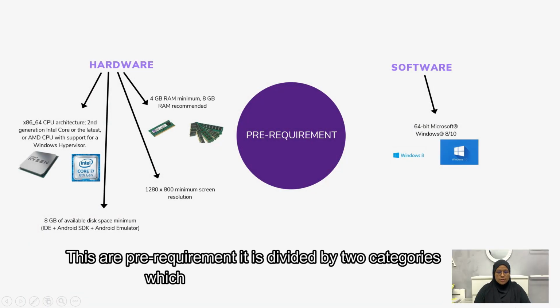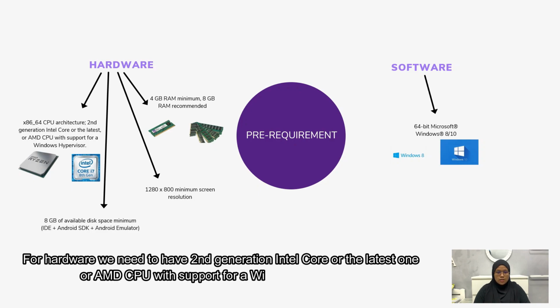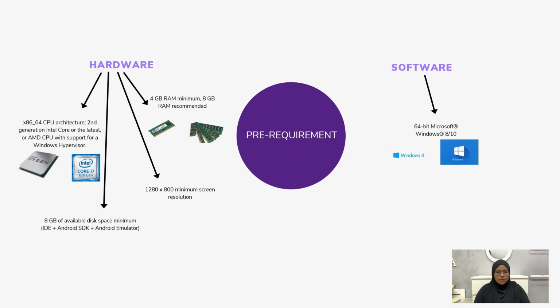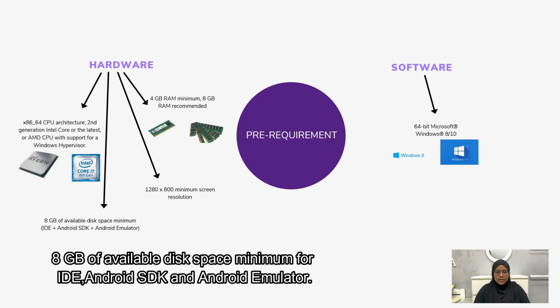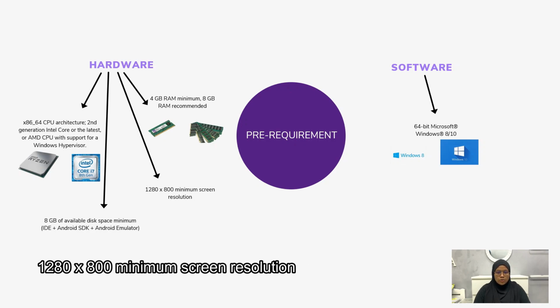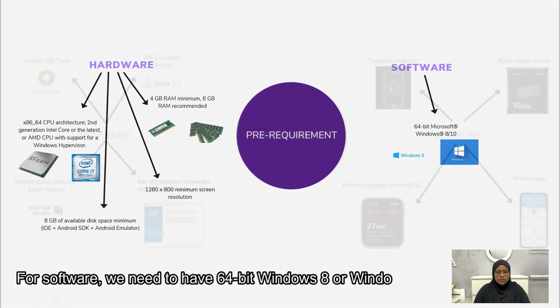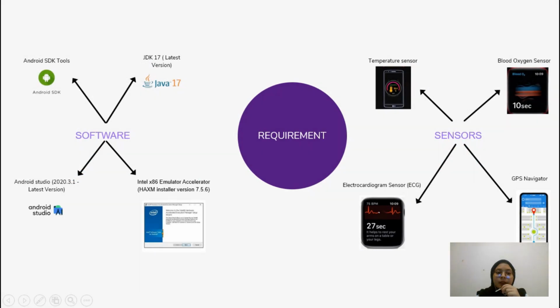These are the pre-requirements. It is divided into two categories, which are hardware and software. For hardware, we need to have second generation Intel Core or the latest one, or AMD CPU with support for a Windows hypervisor. 8GB of available disk space minimum for IDE, Android SDK and Android emulator. 1280 multiply 800 minimum screen resolution. 4GB RAM minimum, 8GB RAM recommended. For software, we need to have 64-bit Windows 8 or Windows 10.